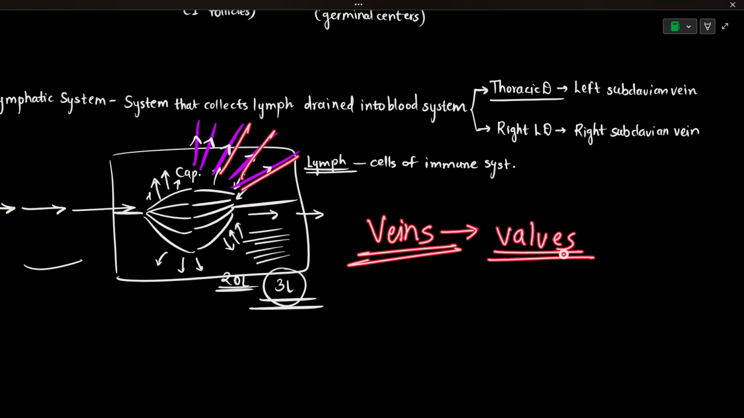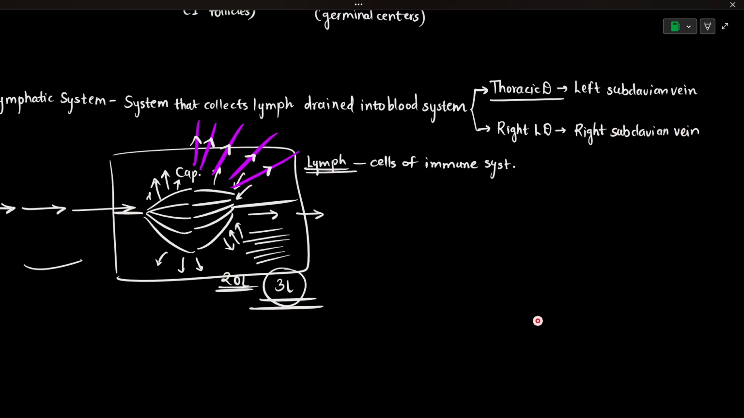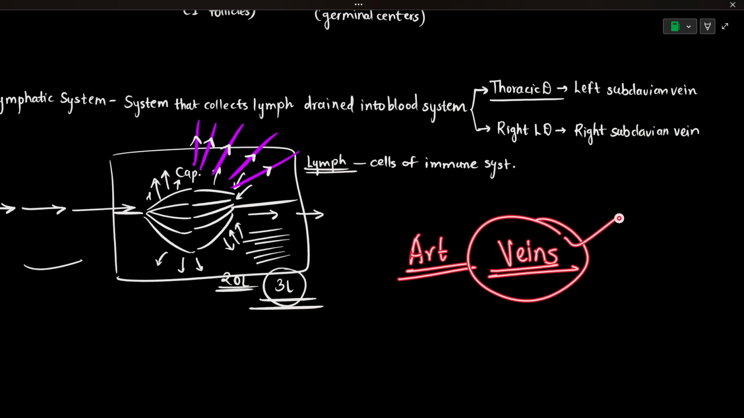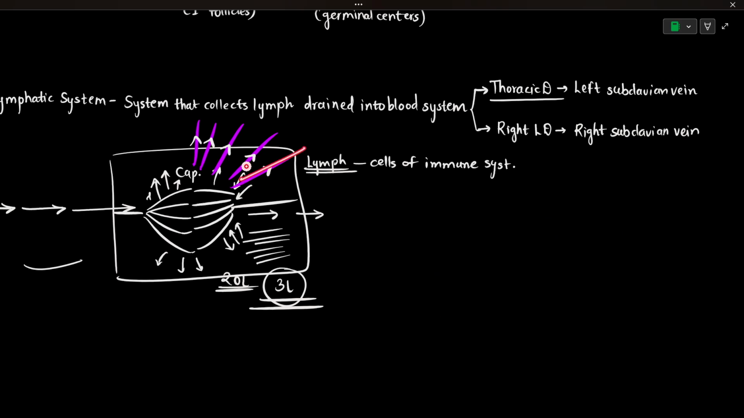The one way valves ensure that the fluid doesn't flow backwards, because the pressure is quite low. Arteries have all of the blood pressure, and veins do not have that much blood pressure, so that is why valves are present in the veins. In the same way, the lymphatic system does not have a pump to pump the lymph, so it has one way valves which open only in one direction. This is the wall and this is the valve. It opens only in one direction so that the lymph flows in one direction.